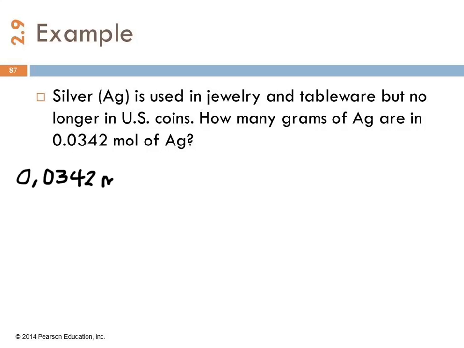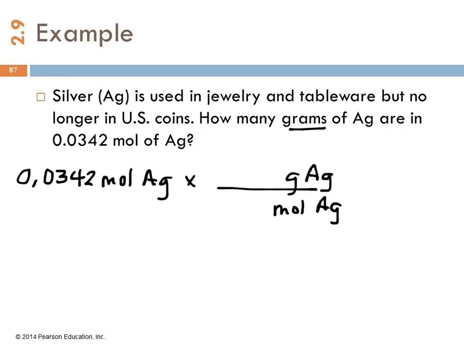0.0342 moles of silver. And they're asking for grams. So we want to multiply by grams of silver and divide by moles of silver. The relationship between moles of an element and its mass in grams is on the periodic table. So silver has a molar mass of 107.868 grams.